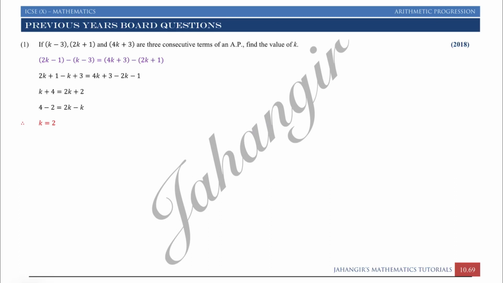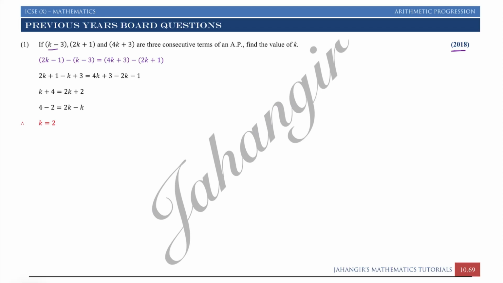Now we are starting with previous year board questions. This topic was introduced in 2018 exam. Before that we didn't have arithmetic and geometric progression in ICSE. This topic was just introduced in 2018 exam. So from 2018 we will be having board questions on arithmetic and geometric progression both.